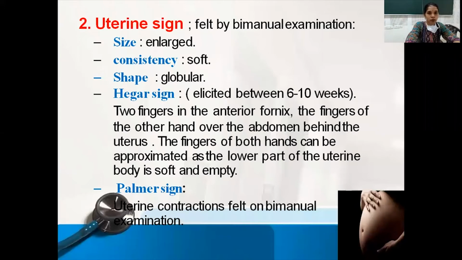This is the more important sign, and the other sign is Palmer's sign, the uterine contractions felt on bimanual examination. These two signs, Hegar's sign and Palmer's sign, are elicited manually.